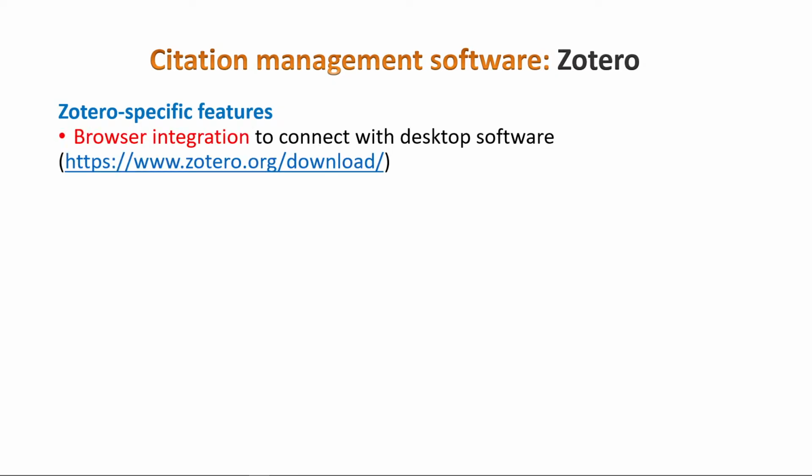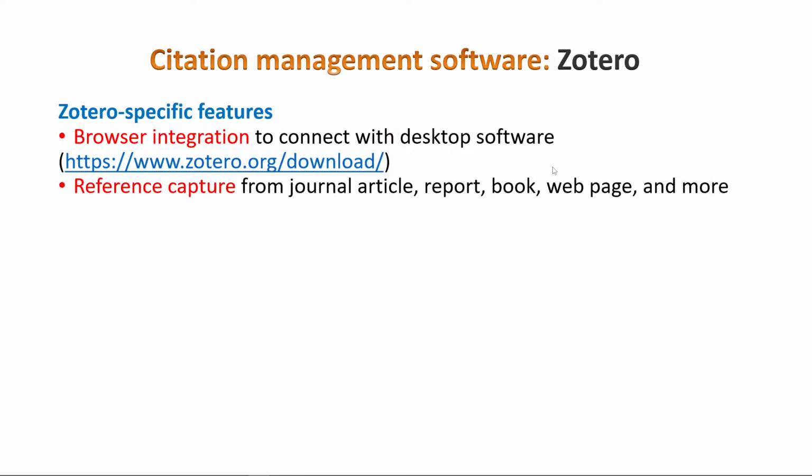Okay, for the Zotero specific feature, you can download the software and install it, and that should be easy. But you install two things: the Zotero desktop software, and something called browser integration to connect with the desktop software, because this browser integration will allow you to do web scraping. And you can find this here.